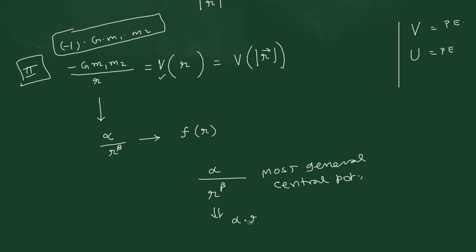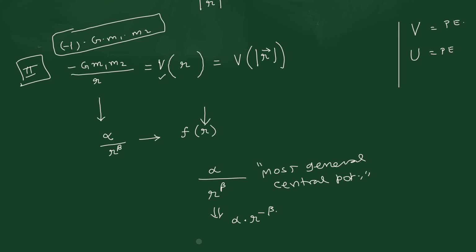Alpha into r to the power of minus beta. So r can come to the numerator, and beta is a number. It can be plus also, it can be minus also. So we don't now demand any positive value, negative value, etc. And therefore any function is allowed now, and this is why this kind of appearance is known as the most general central potential.